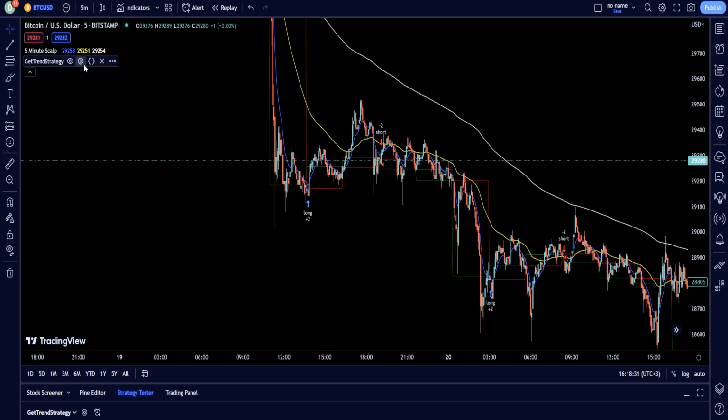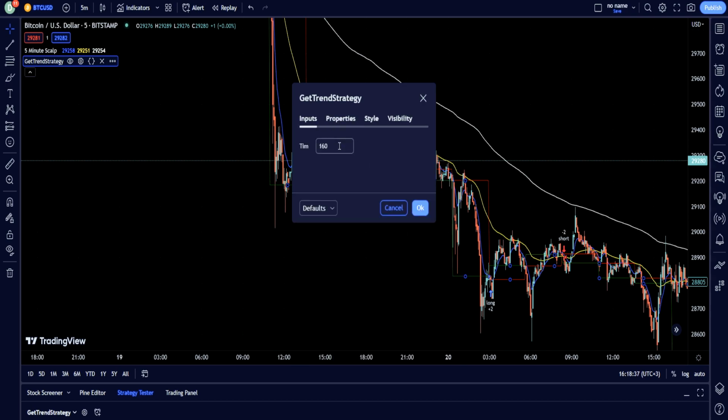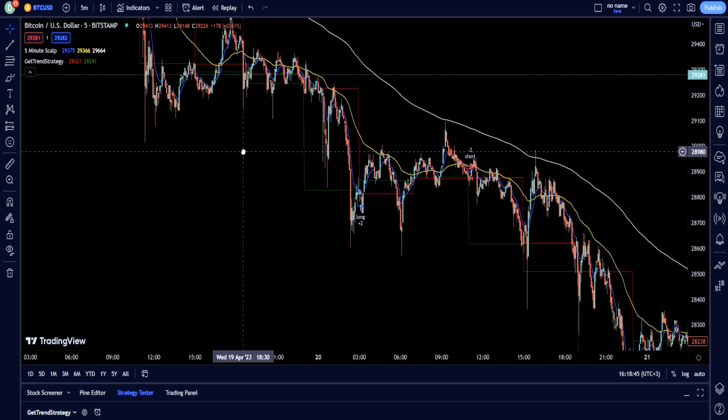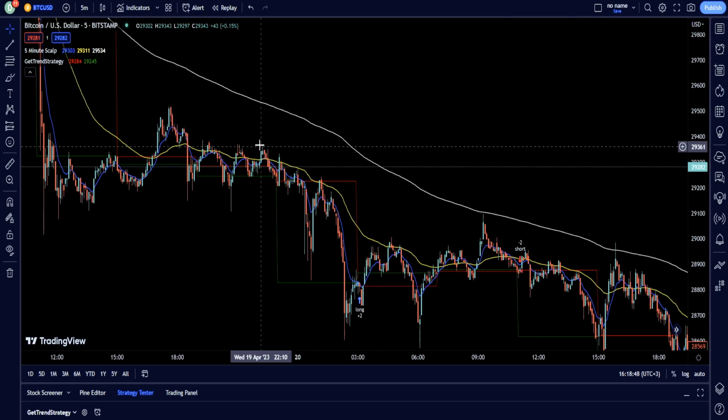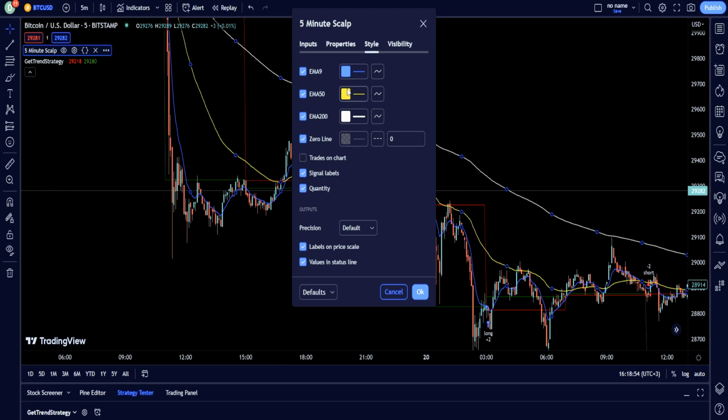After selecting the second indicator, we change the time interval from 160 to 240. If you want the EMA lines to be more visible, you can adjust the settings in the Style tab of the 5-minute scalp indicator. And to make it more clear and understandable, I will change the colors as well.